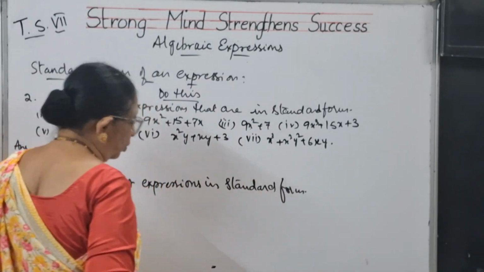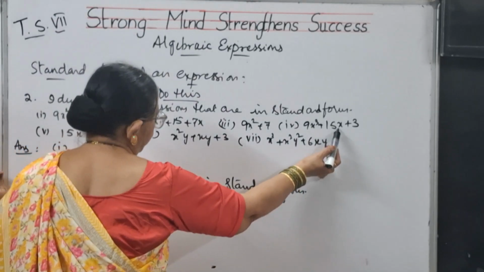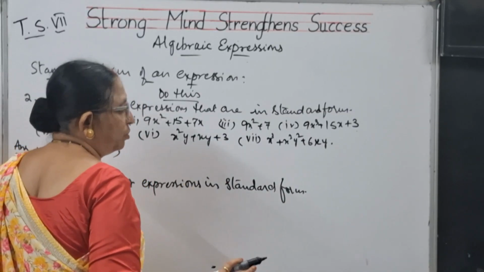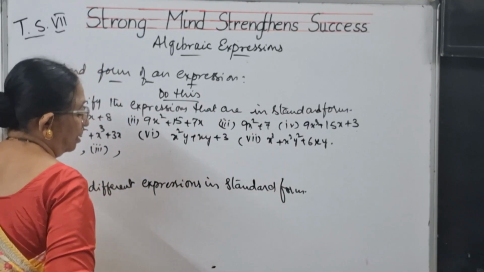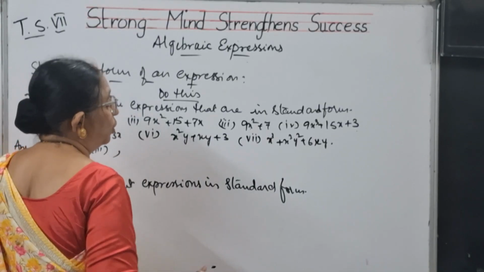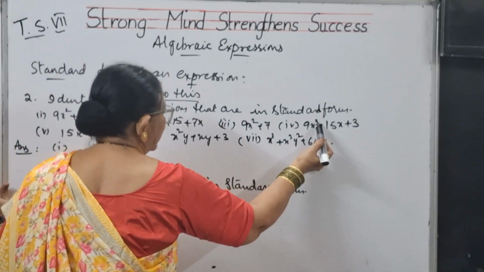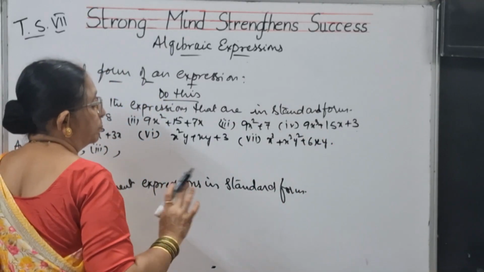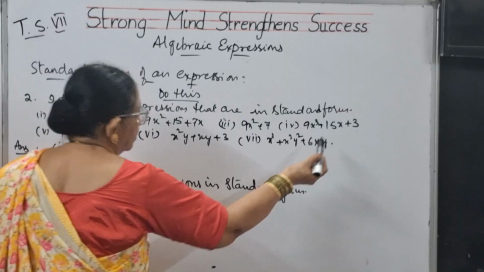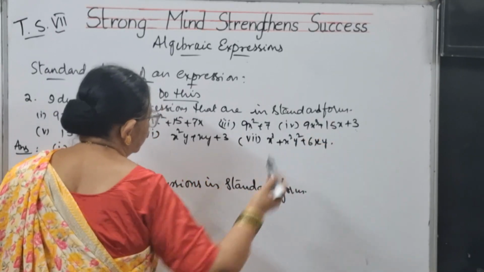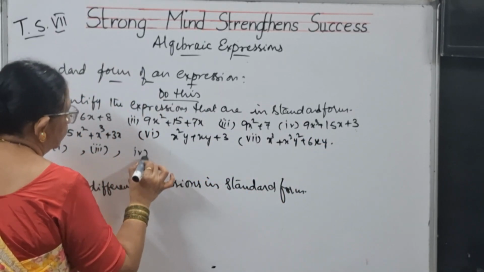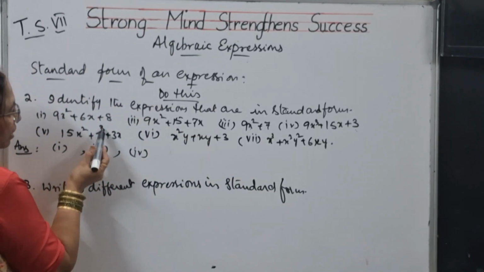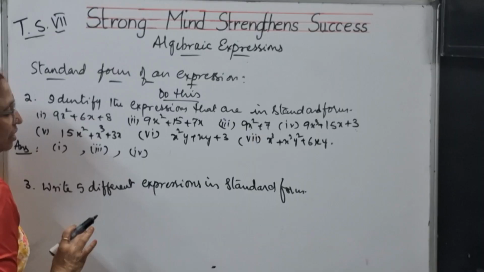And the fourth one, 9x cube, 15x and 3. It means what? There is no x square value here. The variable x is not having power 2. So you have got this 3, next power is 1, next 3. Of course, this is in standard form because constant term is there and the powers are written in ordered form. So fourth one is this. And fifth one, see, square here, cube here, it is not in standard form.